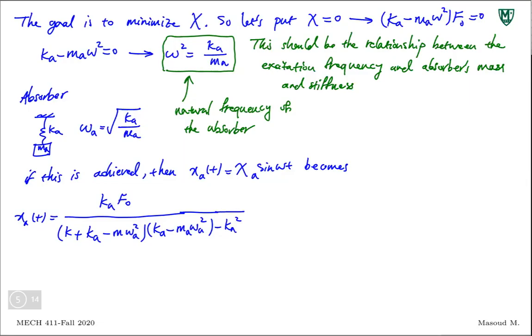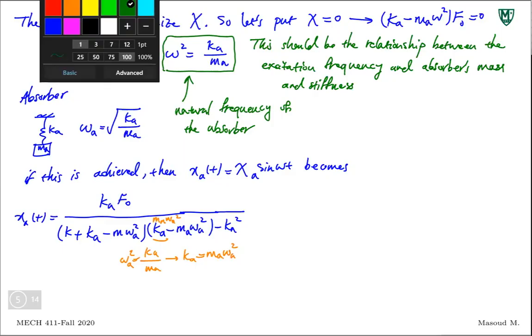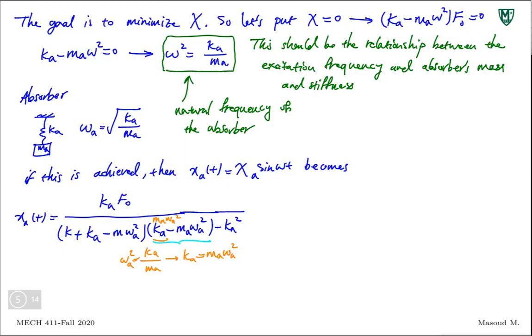Now, look at this Ka there. What do you get for Ka? Well, from both of these equations, let's go with this. We have omega A squared is equal to Ka over Ma, and as a result, Ka becomes Ma omega A squared. So if you replace that as Ma omega A squared, this becomes 0. This is 0.